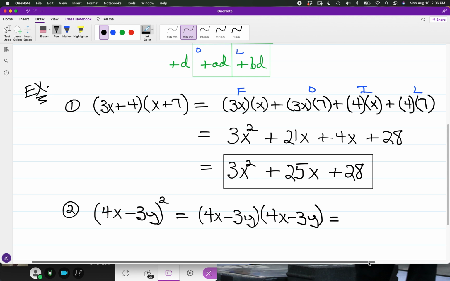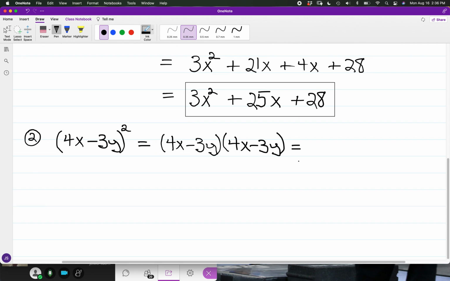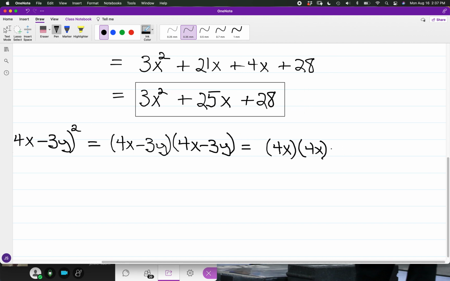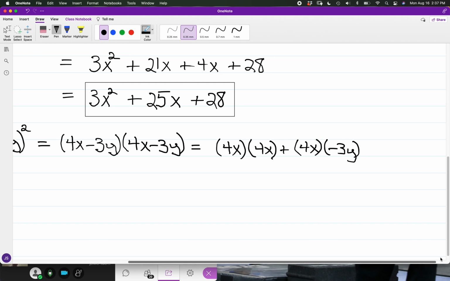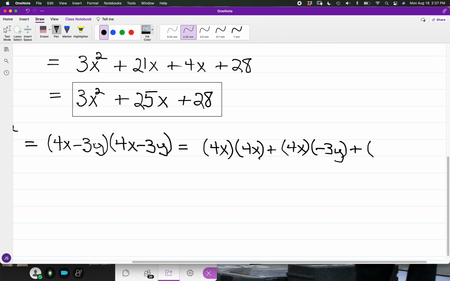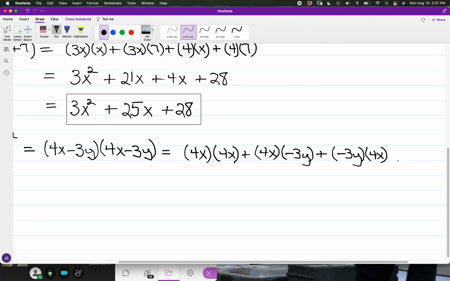Now, in carrying out what we have regarding the FOIL method, I'm just going to do this step by step, but again, if you're able to attain the products beforehand, that is fine. So with the regular FOIL, you got 4x times 4x, and we got 4x times, not 3y, but negative 3y. And for the inside, we got negative 3y times 4x. And for the last terms, they have negative 3y times itself.